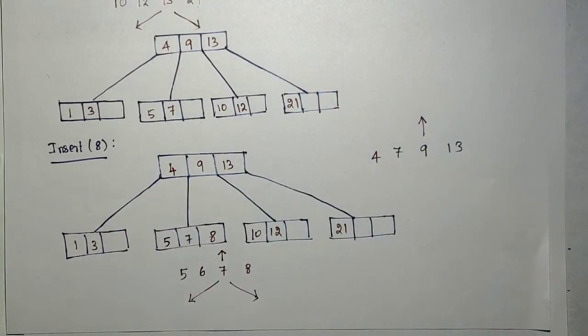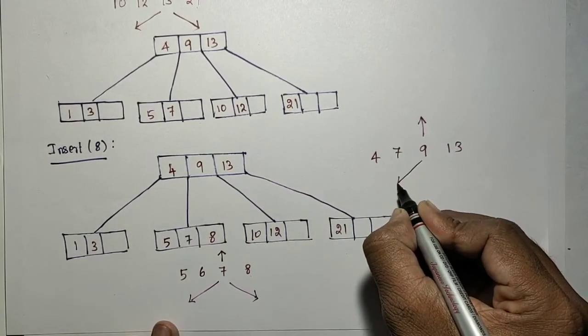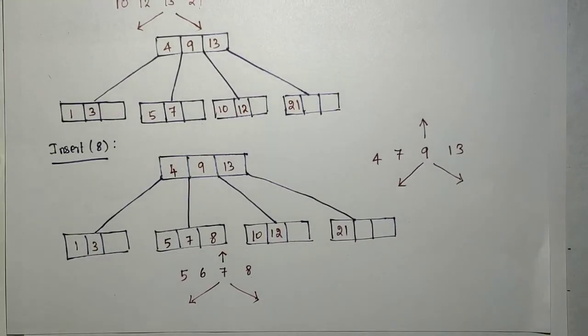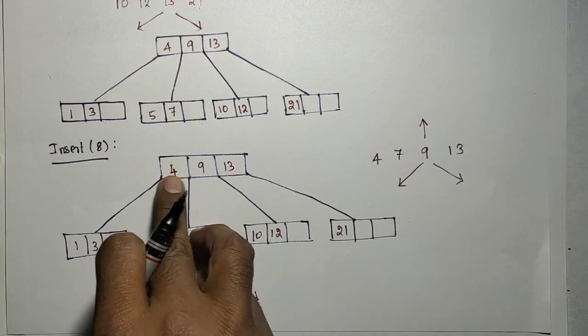We are increasing the level now, so that 9 will become the root, and the left of the 9 is the 4, 7 and right of the 9 is 13. Like that it will be split. Are you clear? So we have started searching the space for the 8. So the 8 is between the 4 and the 9.